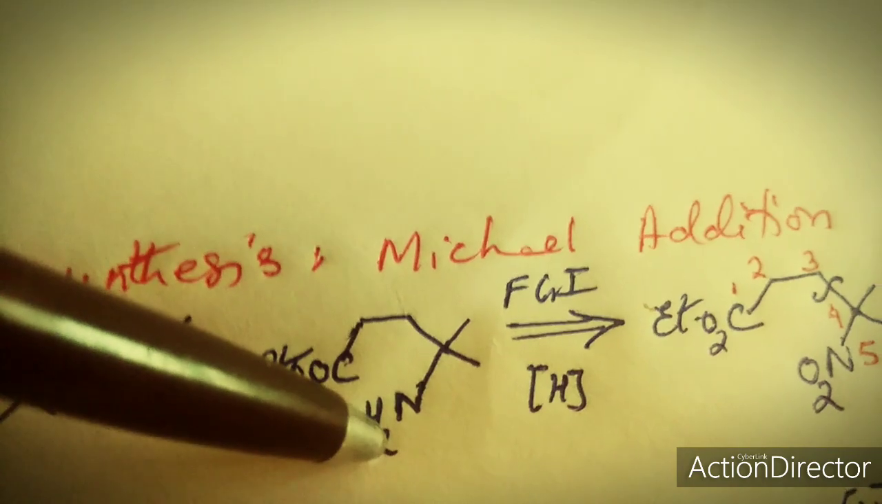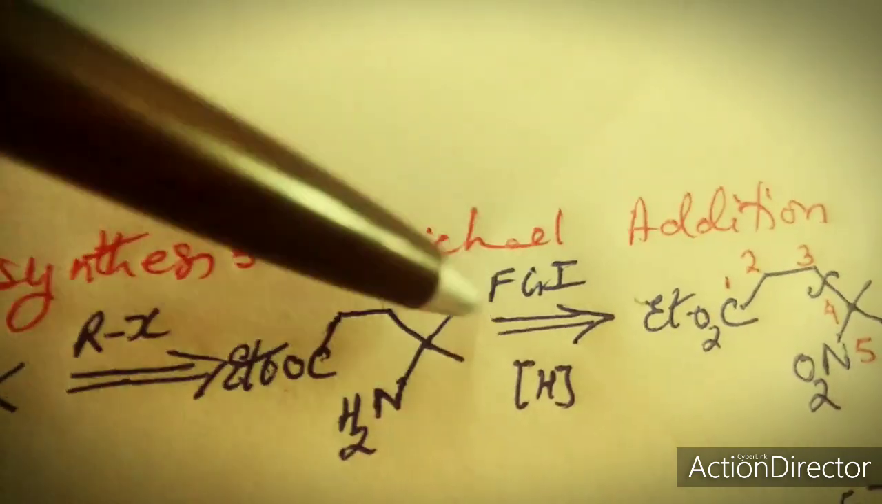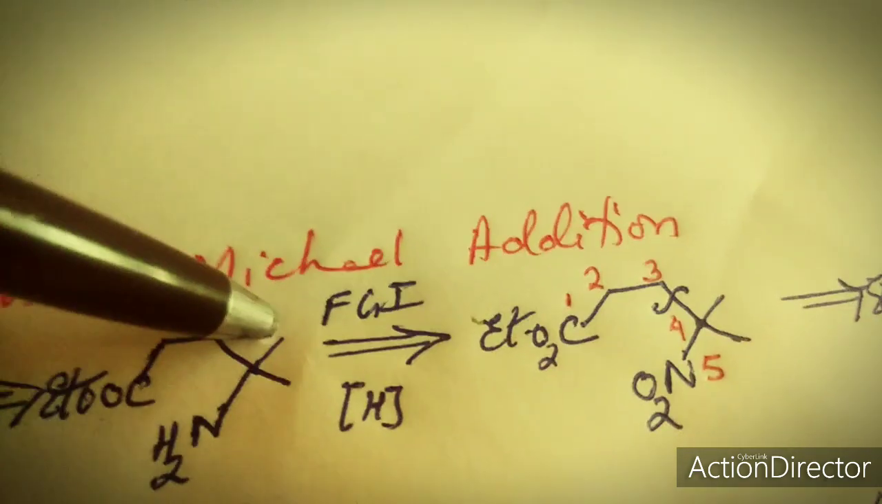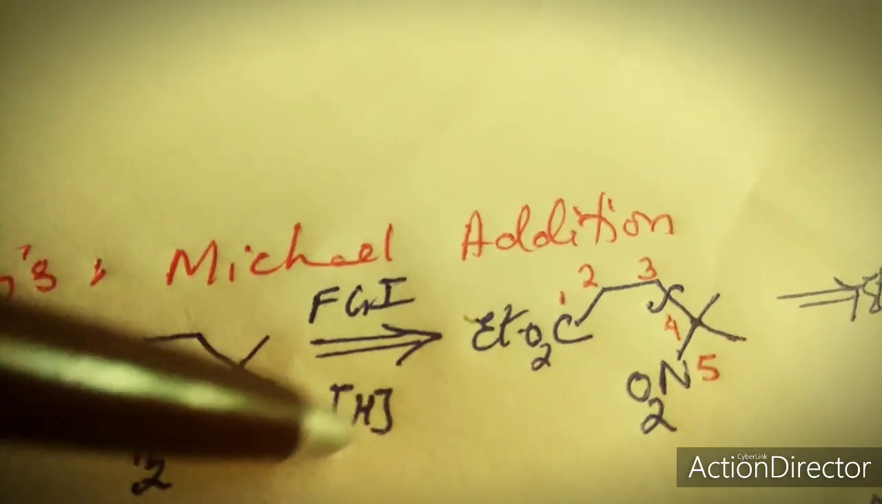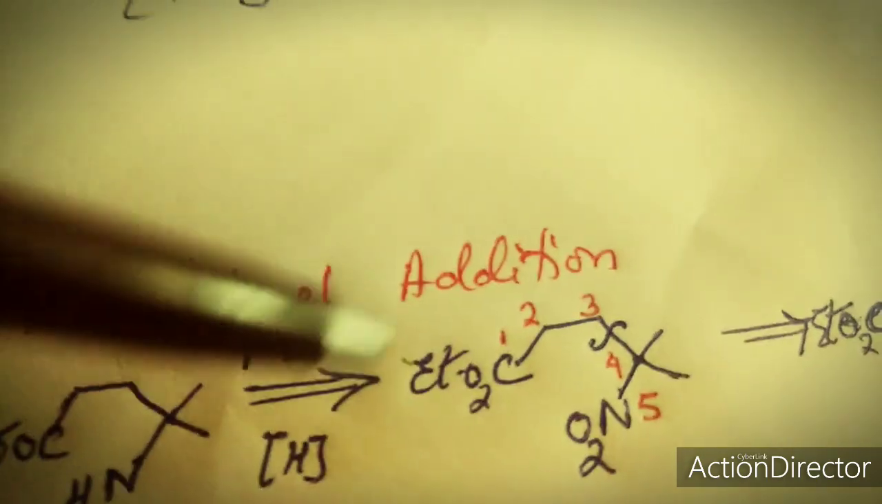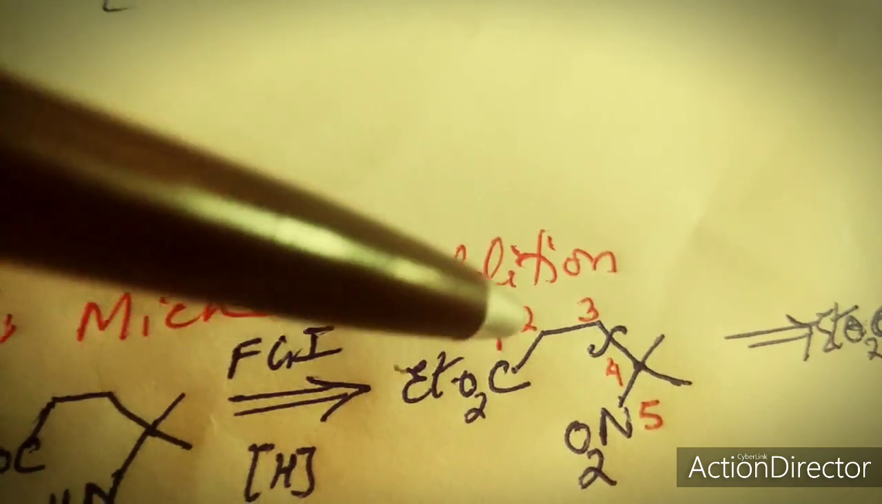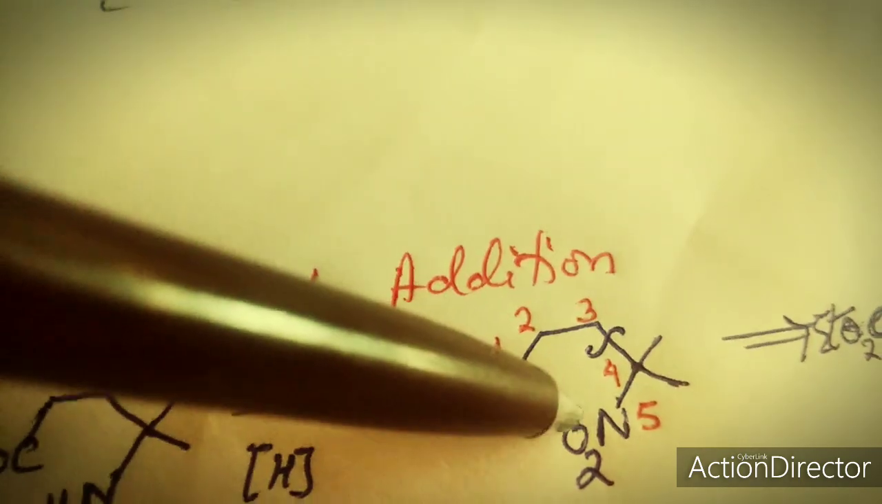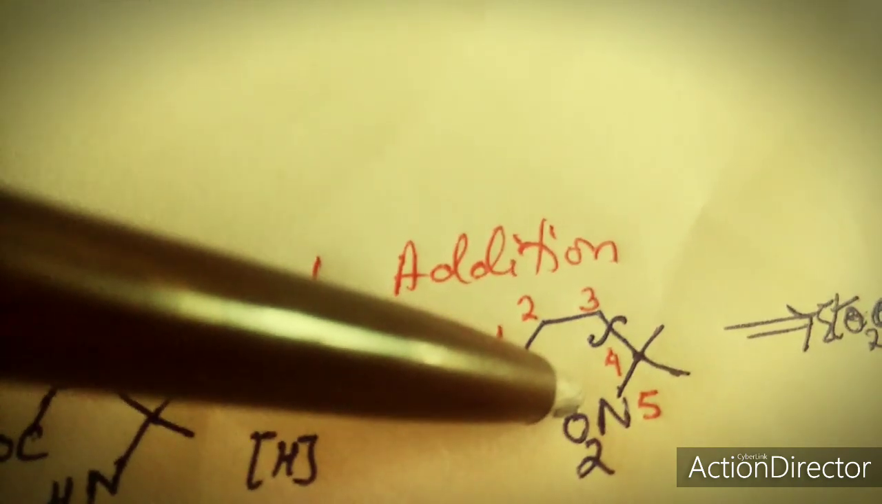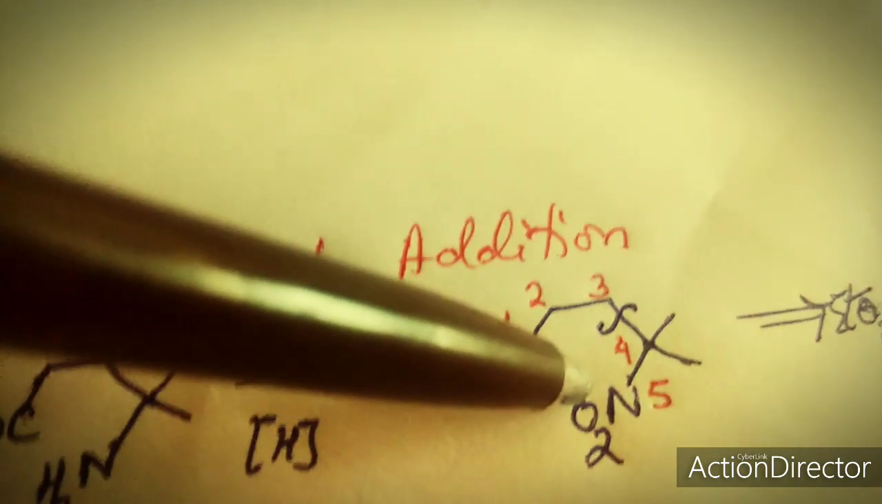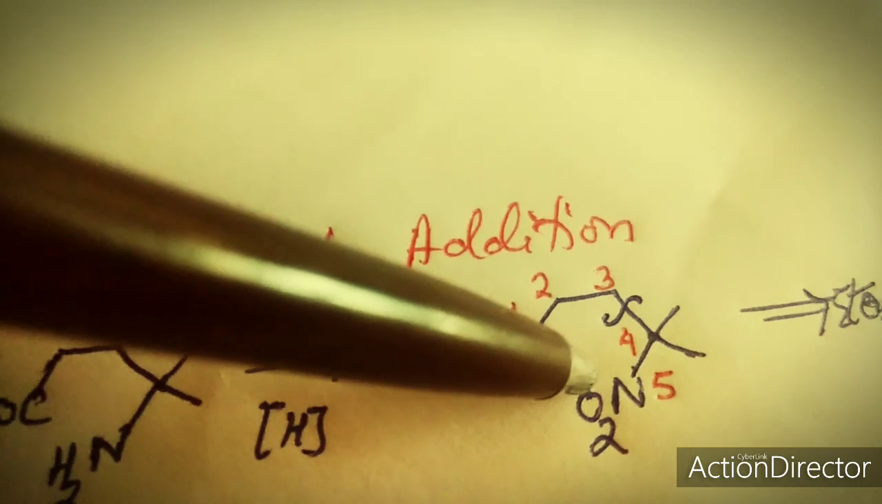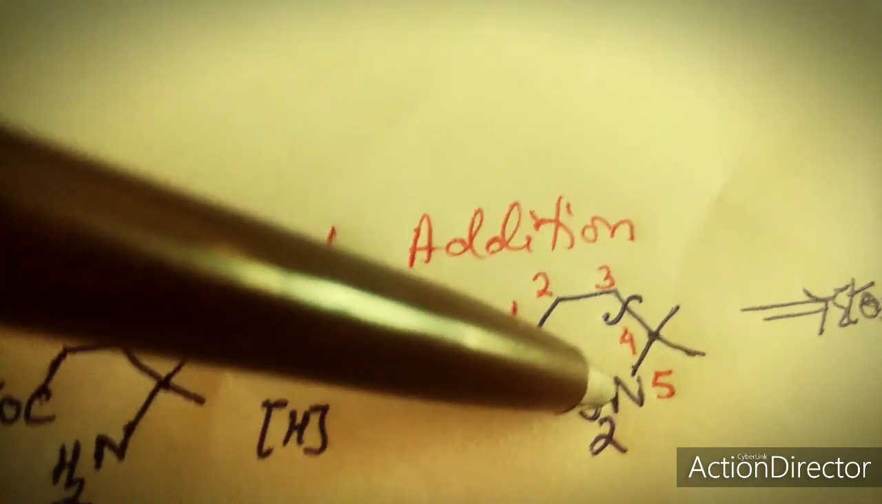Now NH2, again functional group interconversion to NO2. On going back we'll do reduction, so we'll write that. Now let's count the number of carbon atoms. This is carbon number 1, 2, 3, 4, and this NO2, which is acting like a carbonyl, so we can count it as the fifth one.